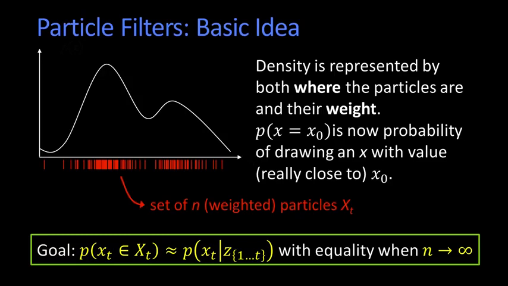And for tracking, the idea is given everything we've observed so far. So what are our observations? Remember, they're z's. So given everything that we've observed so far, what's our belief about where x is? And we want to end up with a set of particles that gives us that density.